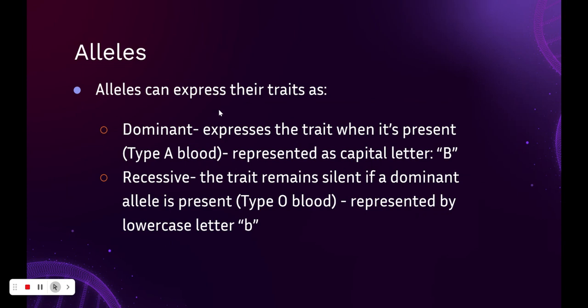And alleles typically express their traits as either dominant, which for the most part always expresses itself when it's present. For example, type A blood, a person who has the gene that creates the antigen for type A that attacks people with type O blood, has a dominant trait. It always expresses itself. We represent dominant traits with capital letters. Recessive traits remain silent if a dominant allele is present and are only expressed if all genes are recessive, and they are represented by lowercase letters, in this example b.